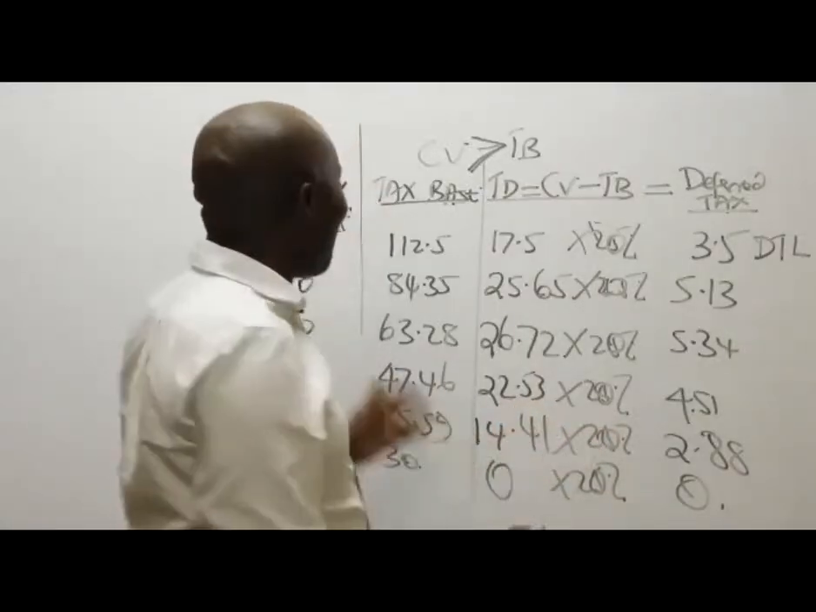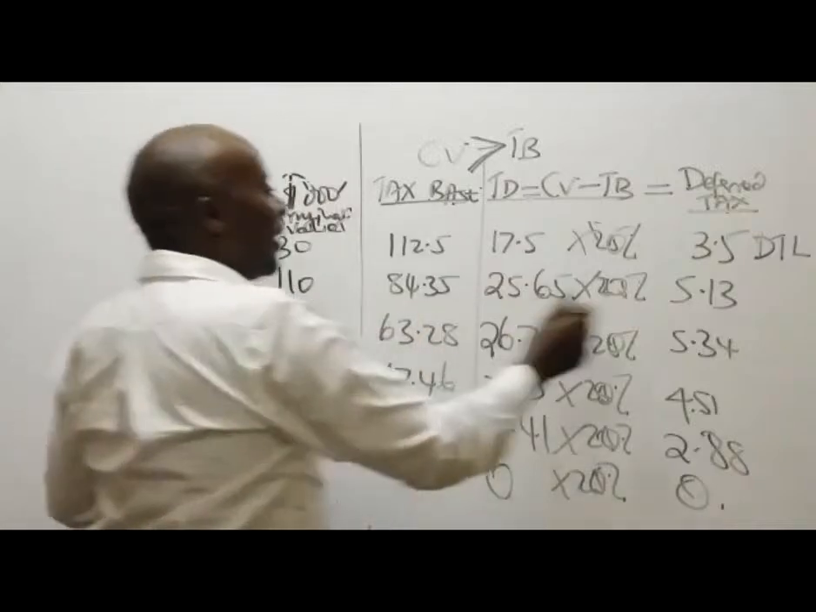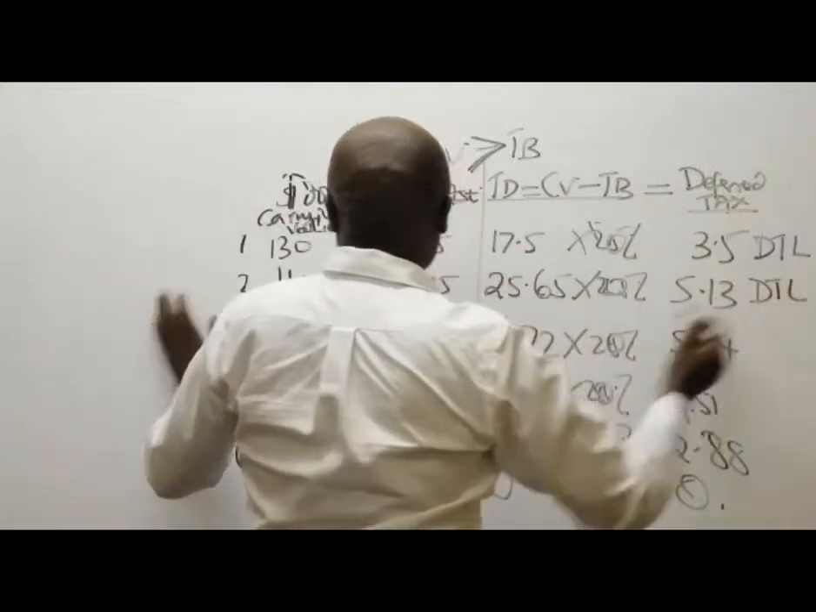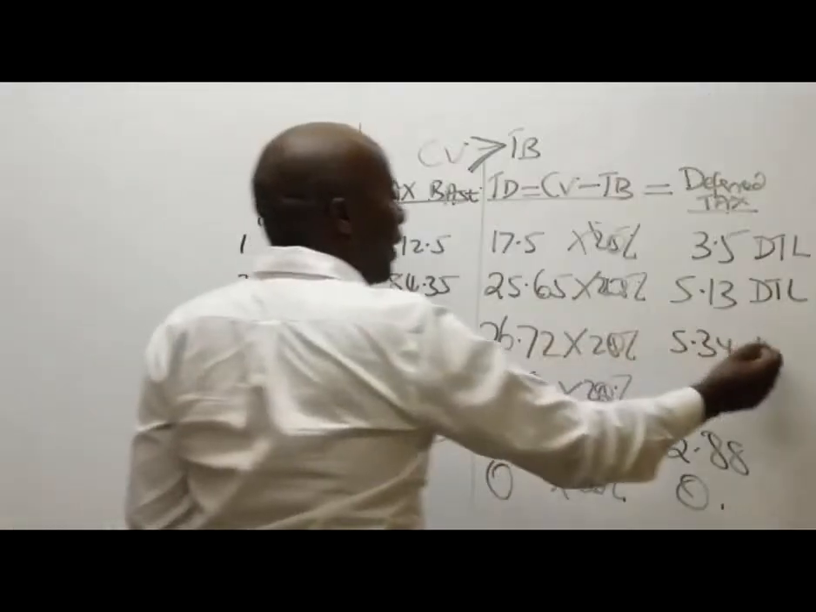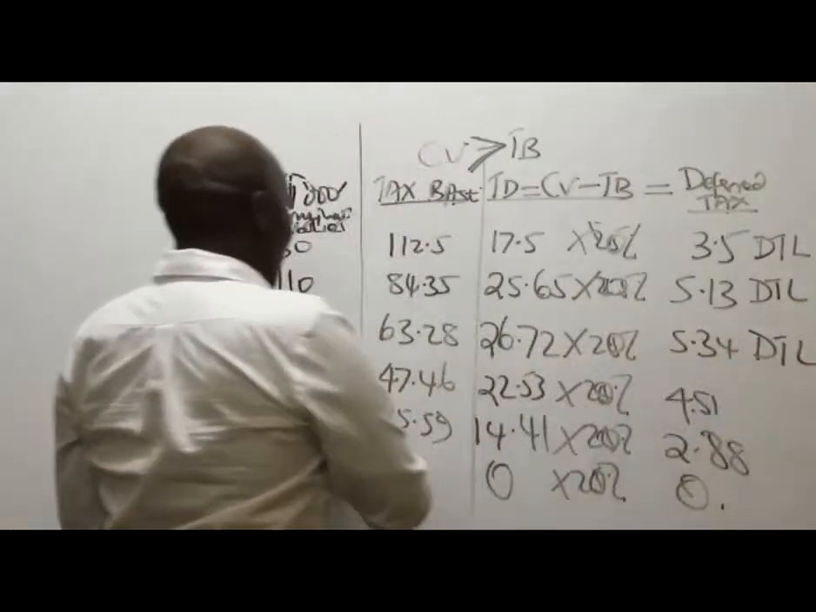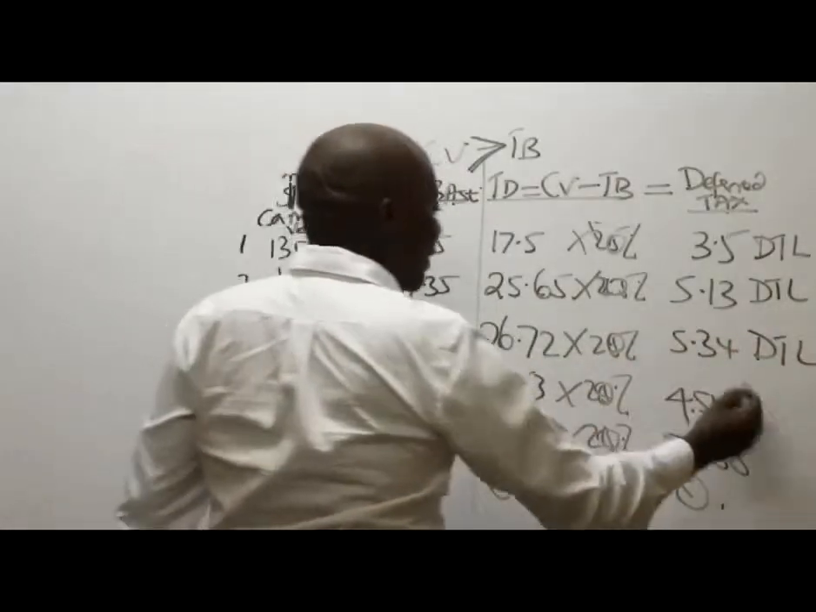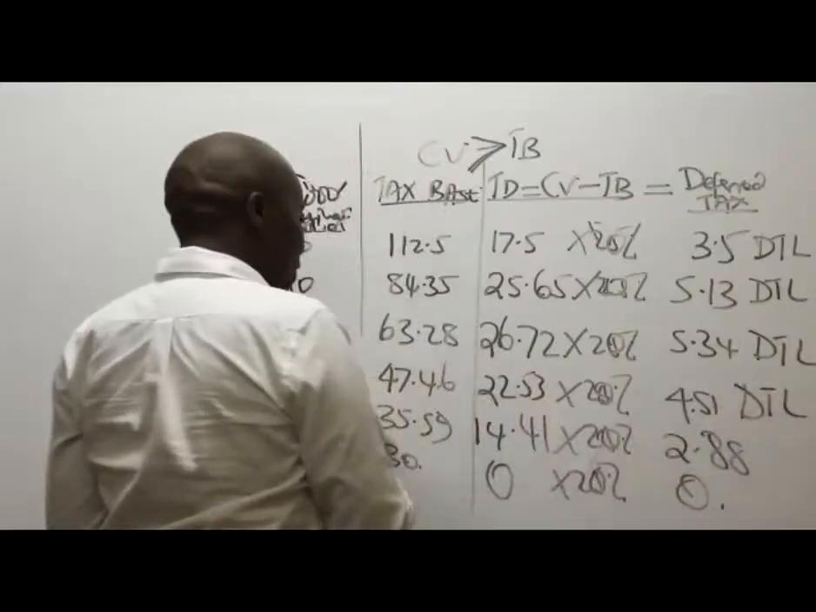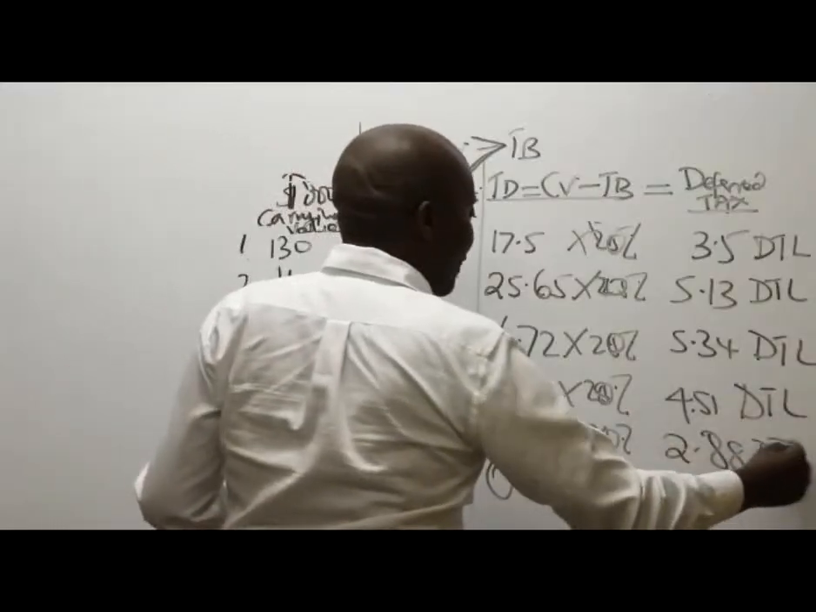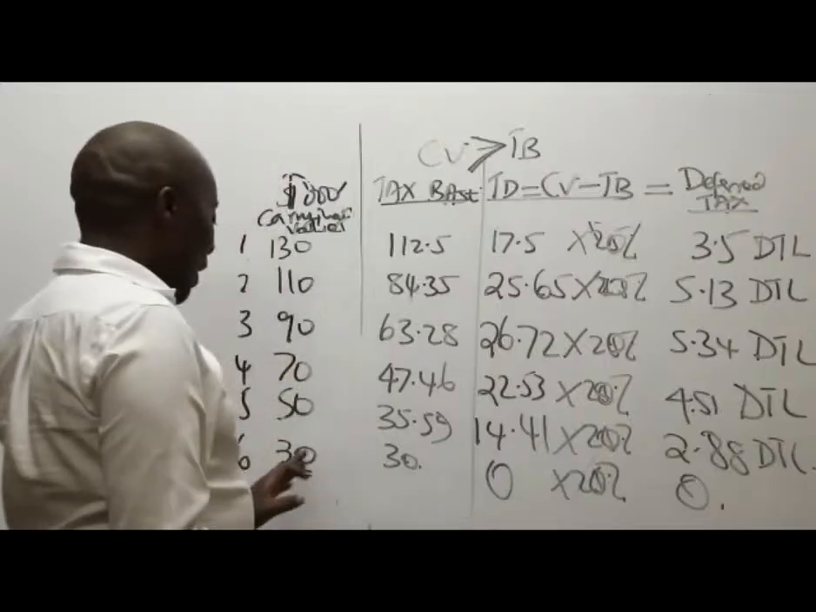Deferred tax liability. The same case here, ladies and gentlemen. These are deferred tax liabilities. Even this one is a deferred tax liability. This one here is higher than this. So deferred tax liability. The same case here, this one is more than this. Deferred tax liability, more than this. How about the 6th year?